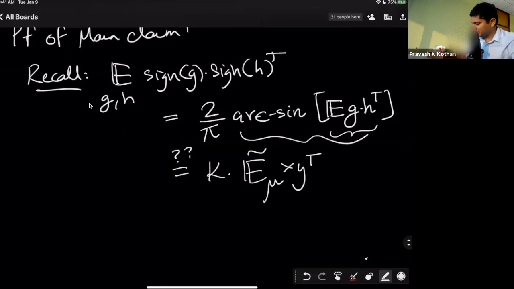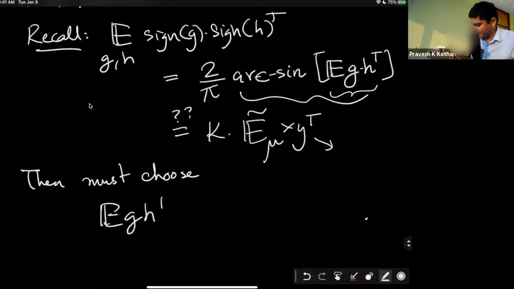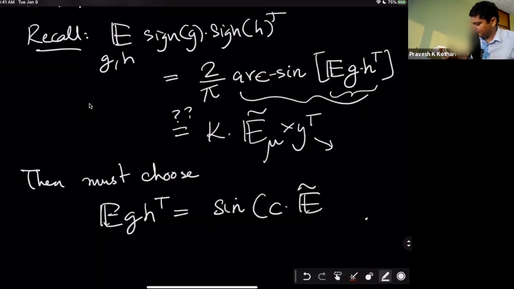So this was part of M. I must modify M in a way so that after modification, when I apply the arc sine function pointwise, I in fact get e twiddle mu of xy transpose, up to some scaling. So now you see what I should choose, right? There's only one choice. I must choose EGH transposed to be sine applied to C times some scaling of e twiddle mu of xy transposed, right? There are really no two options here.